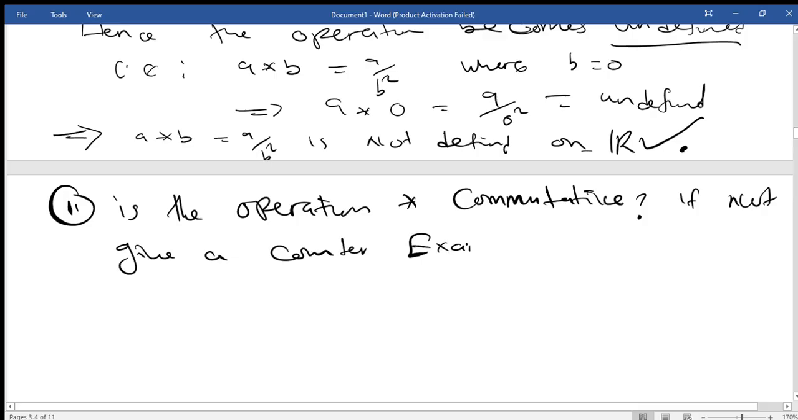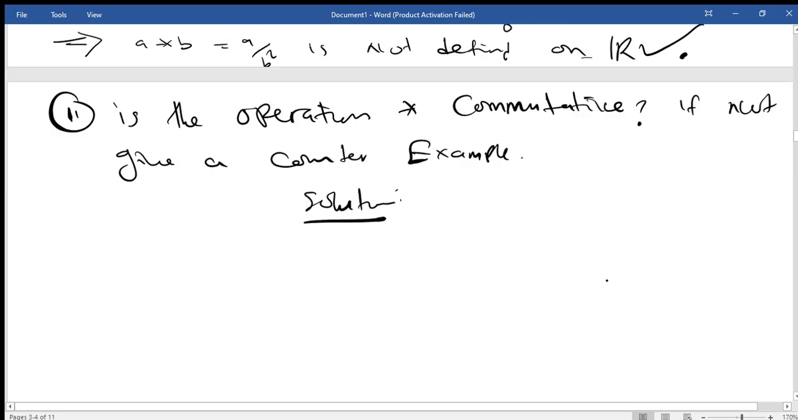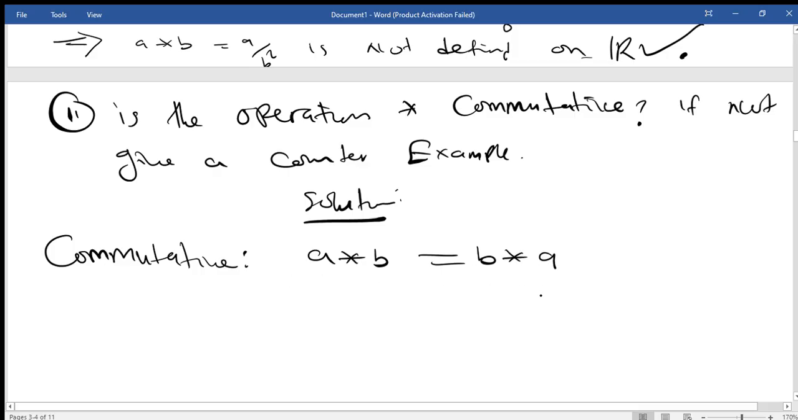And for sure, this can only be proven using a counter example. So what we are going to have there, by commutative property, what does it mean? If we talk about commutativity, this means A star B should be equal to B star A. If this is true, then the operation is commutative. This is the commutative property which we are talking about.